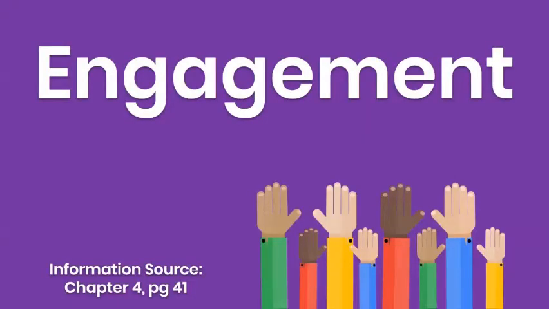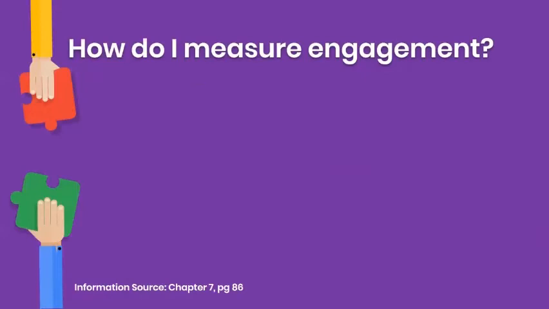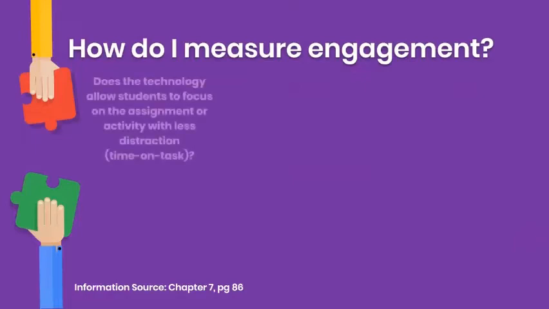So the first component of the EEE framework is engagement, and Liz Kolb in her book defined engagement as students becoming active, social, and focused learners of the content goals. When we look at measuring what engagement looks like from that definition, there are 3 questions we want to consider. The first question is, does the technology allow students to focus on the assignment or activity with less distraction?